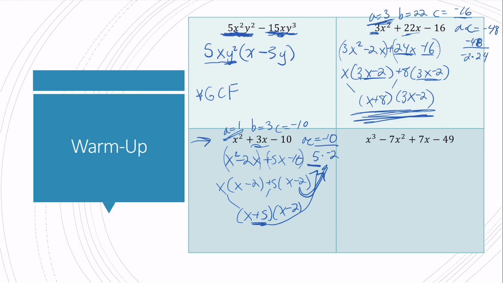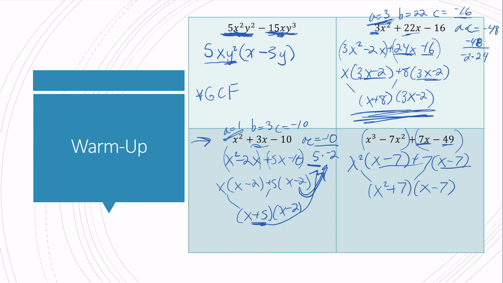Our last example, we've got x cubed minus 7x squared plus 7x minus 49. We have to factor by grouping. In our first group, the greatest common factor is x squared, times x minus 7. In our second grouping, the greatest common factor is a positive 7. I collect the greatest common factors and what they left behind. And if I ever wanted to check my answer after I factor, I could multiply to check.